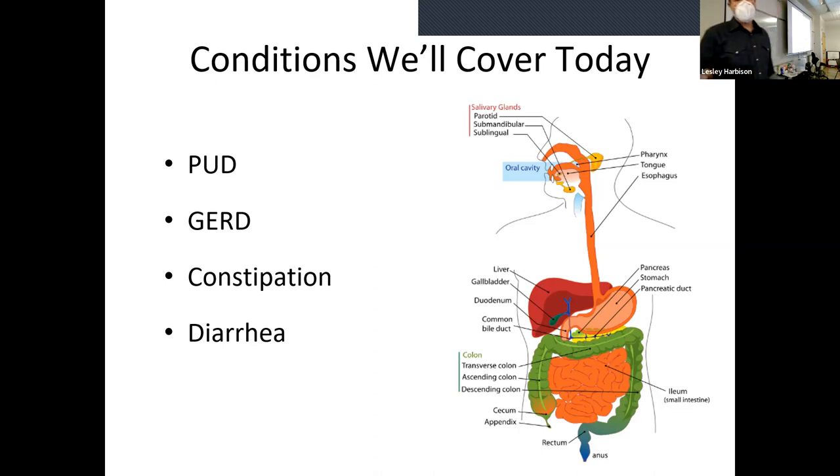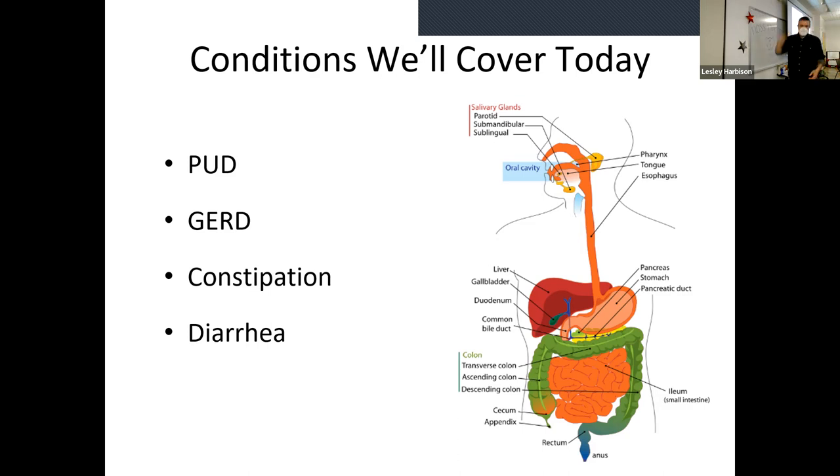Next up is GERD, G-E-R-D. Anybody want to take a stab at that one? Gastroesophageal reflux disease. See, you're so strong already. GERD. So gastroesophageal, just meaning stomach contents are coming up into the esophagus, which is our tube over here, the big orange one. So stuff comes from the stomach up the tube into the throat and all the way up to the mouth potentially.